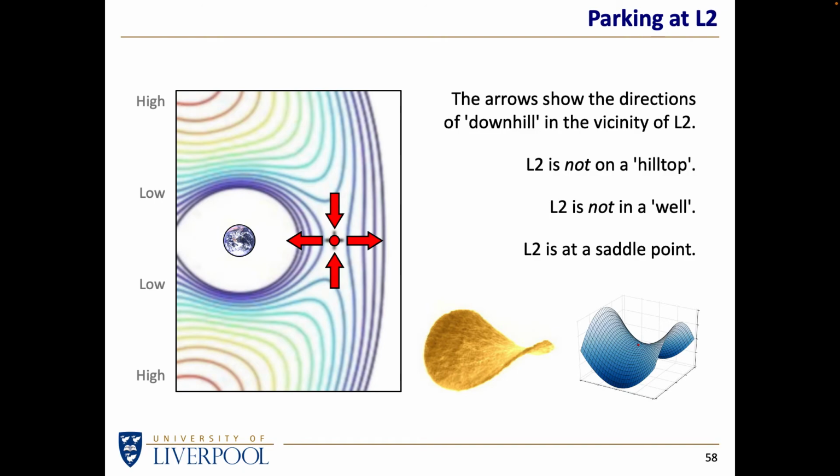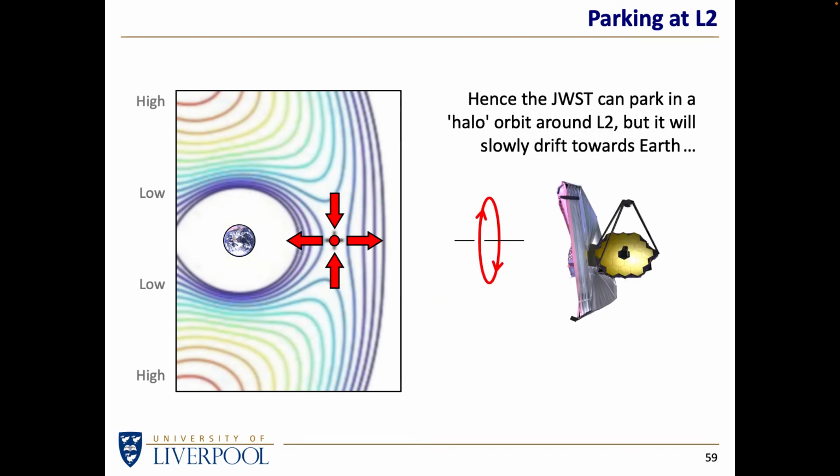So the takeaway message is the James Webb Space Telescope is sitting on a Pringle, because in one direction it wants to run downhill, in the other direction it just wants to come back to where it started from. So that means that you can take a spacecraft and you can put it in a so-called halo orbit, a little orbit as shown by the little circle there. And if it goes up and down, that's fine, because the downhill is always bringing it back and stopping it from going anywhere.